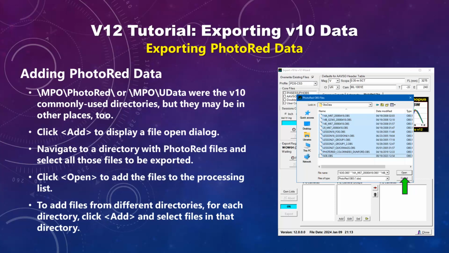Click the Add button to open a File Open dialog. Navigate to a directory where the observations files are found, and then select all those to be exported. Click the Open button to add the selected files to the processing list. If there are more files to be processed, but in different directories, repeat the steps of adding files until the processing list has all the observations files to be exported.